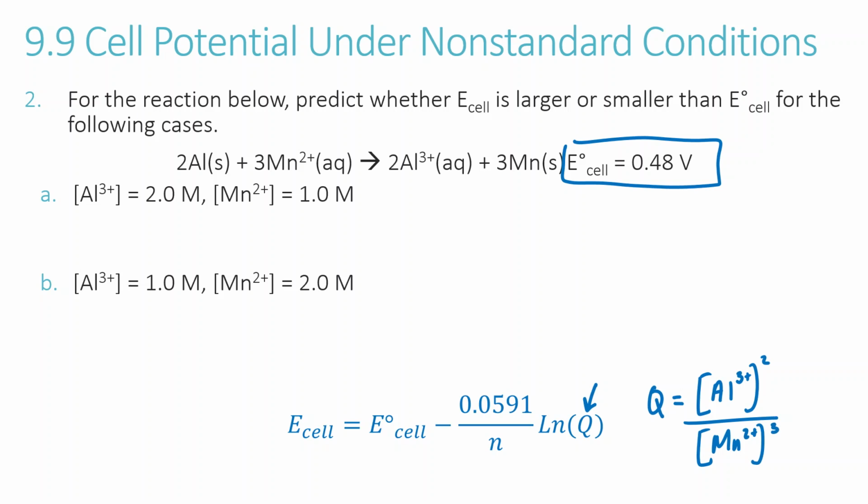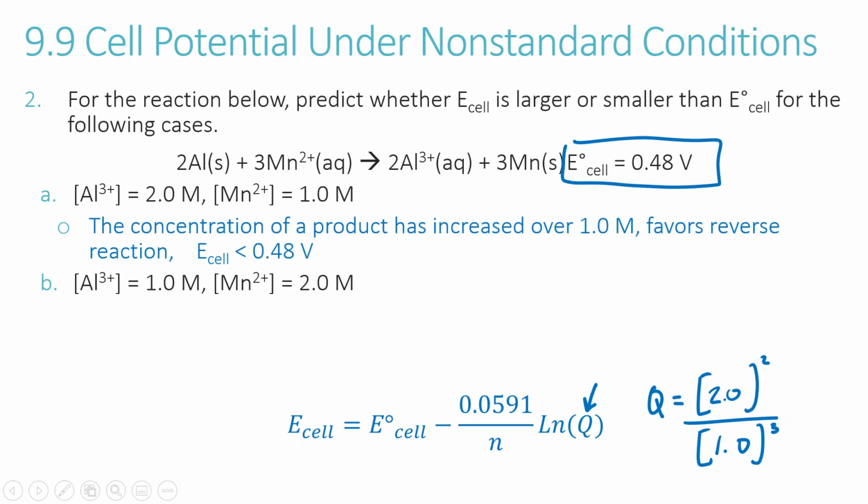So if I plug in a value of 2 molar, and I plug in my value of 1 molar, my ratio here is a bit top heavy. So that means that my reaction is going to shift towards the reactants. So that's in the opposite direction. So the concentration of a product has been increased over 1 molar.